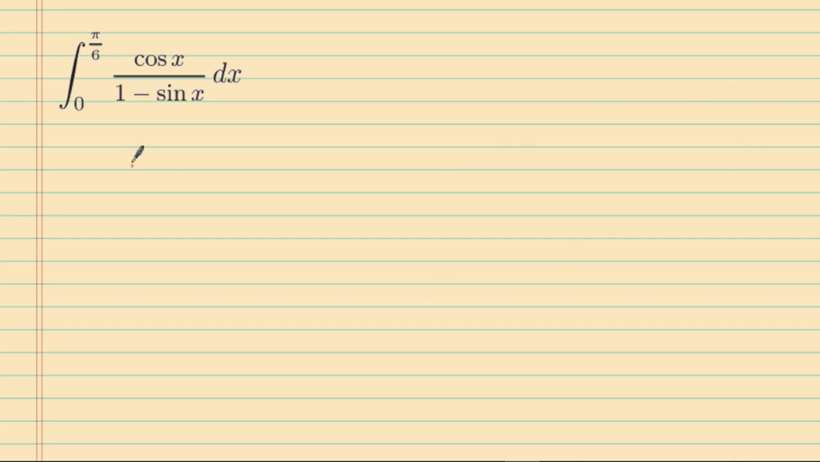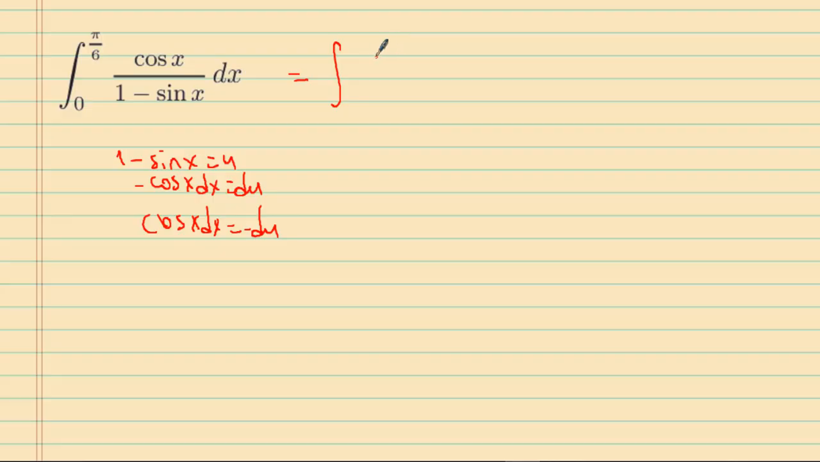Okay, with the substitution method, we will call 1 minus sine x equals u, so we take the derivative. It will be minus cosine x dx is du, but we have just positive, so it will be cosine x dx equals minus du. Okay, so our integration will become minus du divided by u. And here the boundaries, let's use the method which the book says, let's change the boundaries.